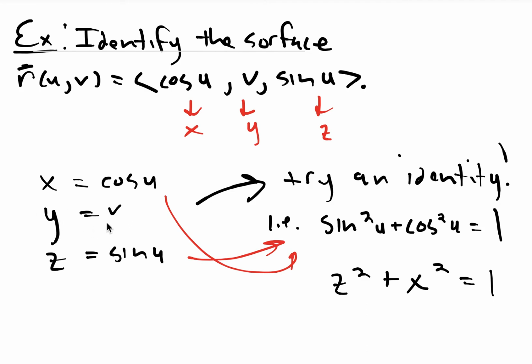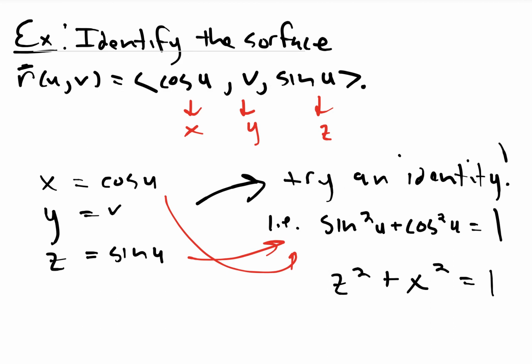Really what this does is, since it's not related directly to what's going on with the x or z components, we don't see any v's over here. There really aren't any restrictions on y for this particular parameterization. If you want to plug in a particular v value, you can go ahead and do it. Whatever number you pick for v goes in for your second component. So your y component here is basically totally arbitrary.